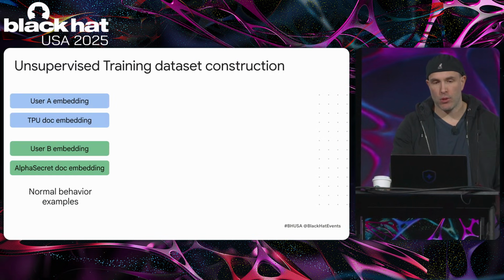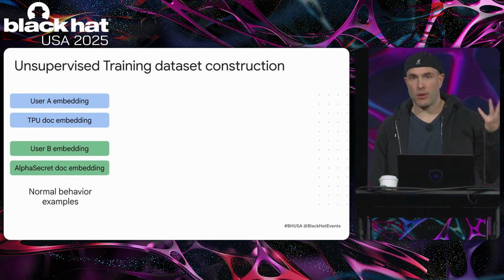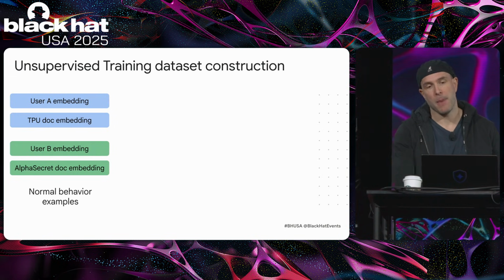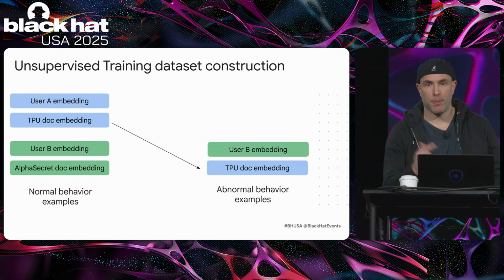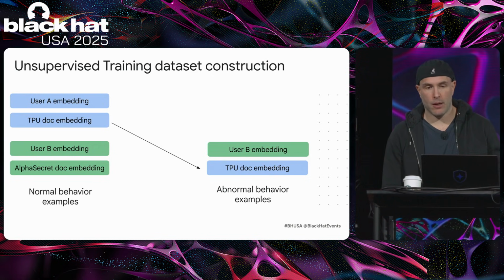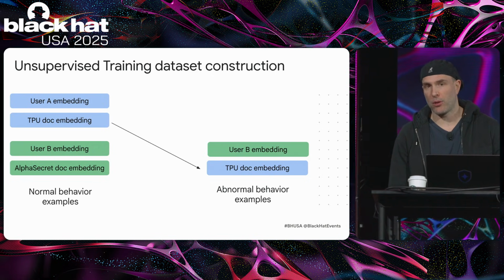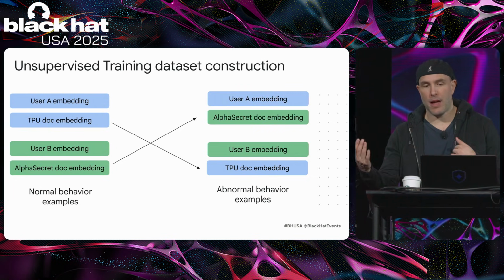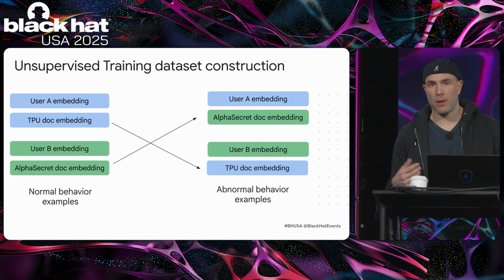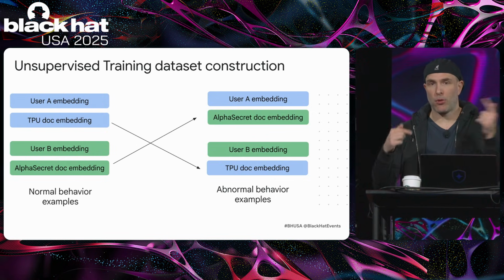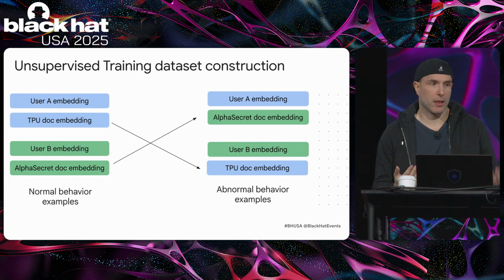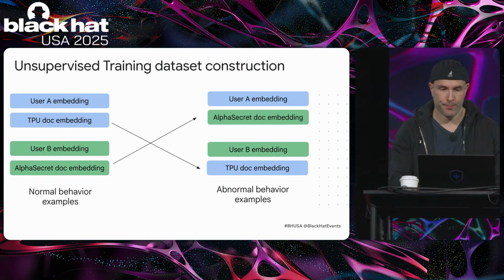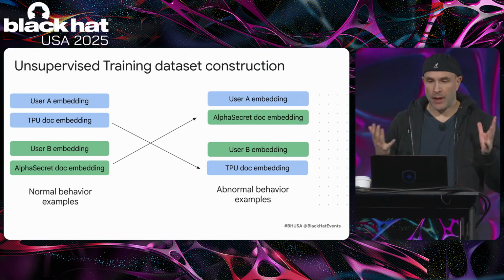Then, when we try to train, what we do is we start to create a data set of those normal embeddings, so groups of twos, right? And then we swap. So we start to say, OK, now user B is going to access a TPU document that is not normal, and user A is accessing the Alpha Secret document, which is not normal either. So basically, we create anomalies by swapping the embeddings. And that way, we can create an almost infinite data set by balancing that out. So that's how it works in practice.